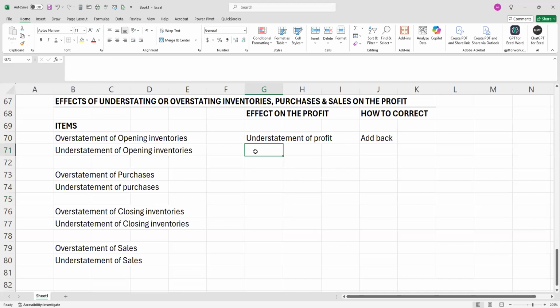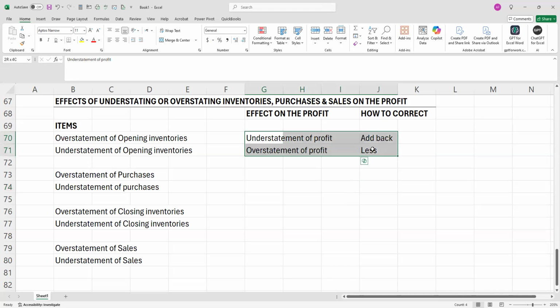What will be the impact of understating our opening inventory? It will lead to overstatement of our profit. So to correct that, we need to less the understatement value. We are going to prove all this.